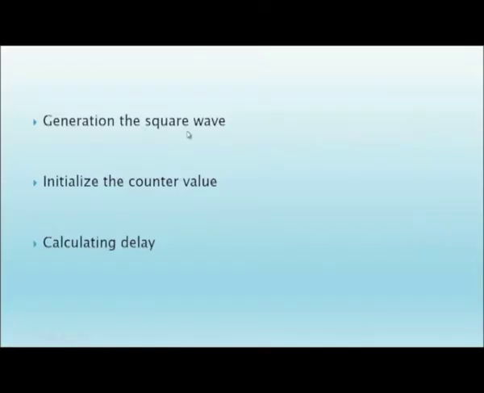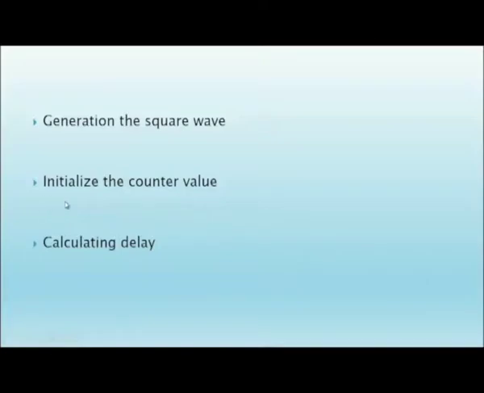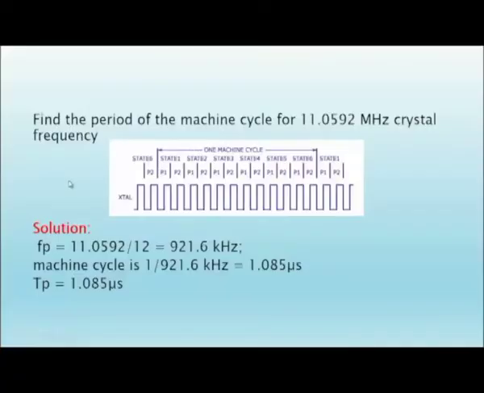In today's session we will discuss how to generate a square wave with either equal or different lengths, how to initialize the counter value, and how to calculate the delay for particular applications. Take this example: find the period of a machine cycle for an 11.0592 megahertz crystal frequency.